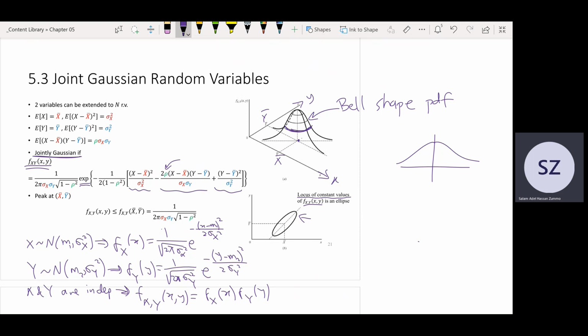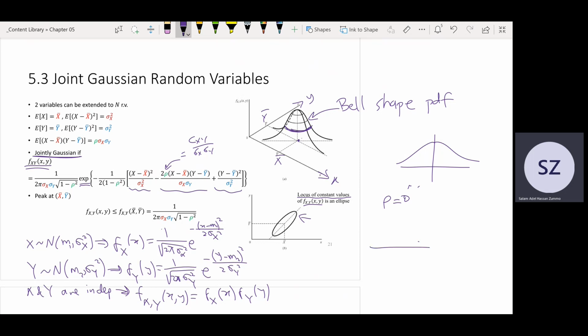ثاني شيء the width of this contour with respect to X will depend on what? Variance of X. While the width of this contour in the Y direction will depend on the variance of Y. Now, if there is no correlation, if rho is zero, ايش معناها؟ Rho is the correlation coefficient, صح؟ rho equal CXY divided by sigma X, sigma Y, صح؟ It's a correlation coefficient. احنا قلنا correlation coefficient. If it's zero, it means that they are uncorrelated, right?